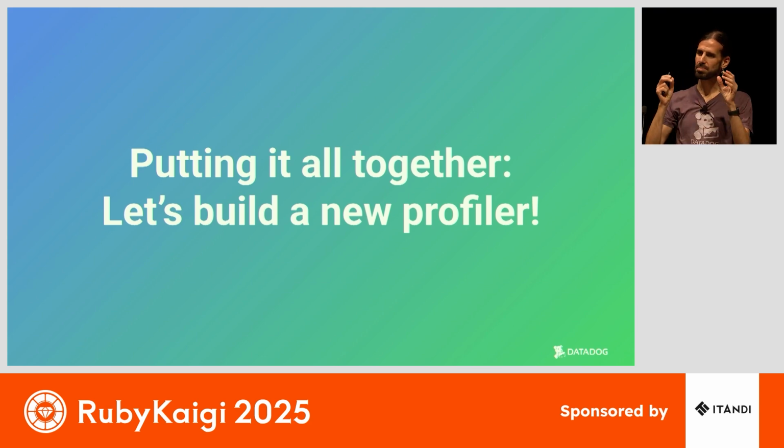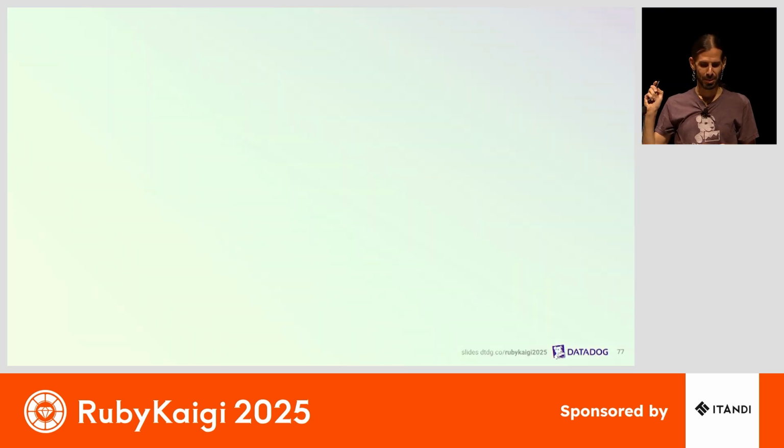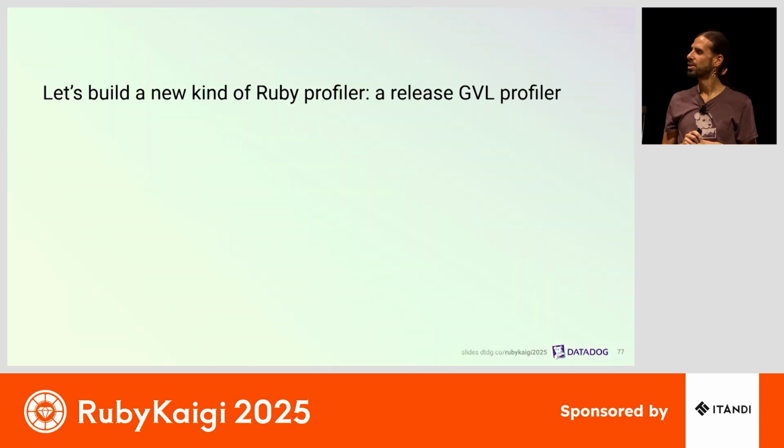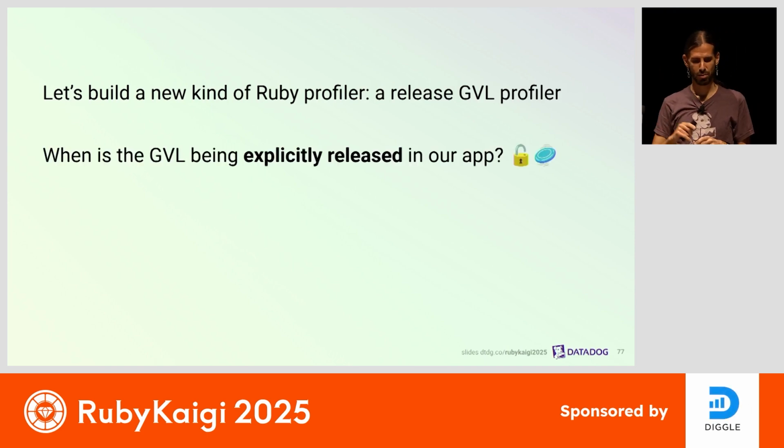But let's put all of the things we've learned together and build an actual new profiler in the time that we have left in this presentation. I can do that. So let's build a new kind of Ruby profiler that I don't think anyone has built before, which is a release GVL profiler. And what is a release GVL profiler?